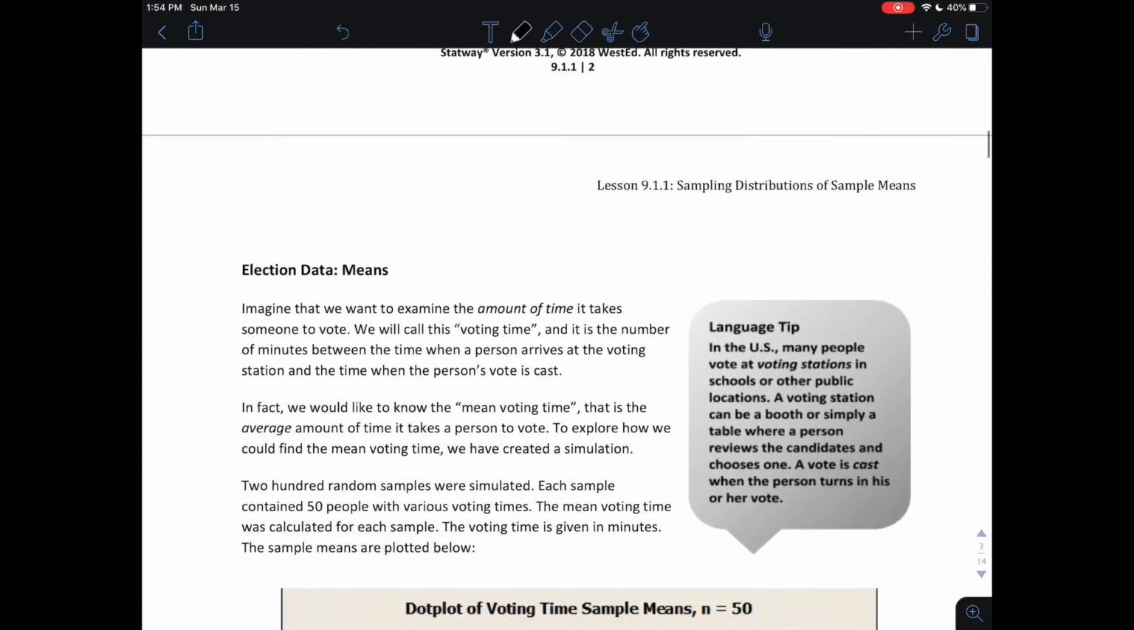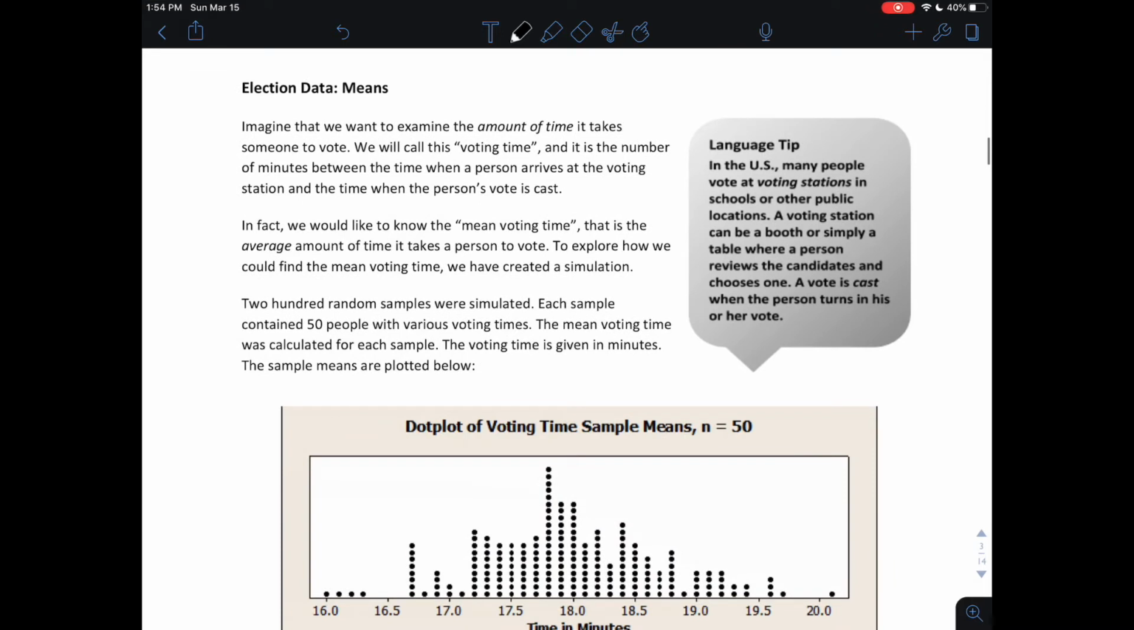All right, moving on. Now we look at election data, means. Imagine that we want to examine the amount of time it takes someone to vote. We call this voting time, and it is the number of minutes between the time when a person arrives at the voting station and the time when the person's vote is cast. In fact, we would like to know the mean voting time, that is the average amount of time it takes a person to vote. To explore how we could find the mean voting time, we have created a simulation.